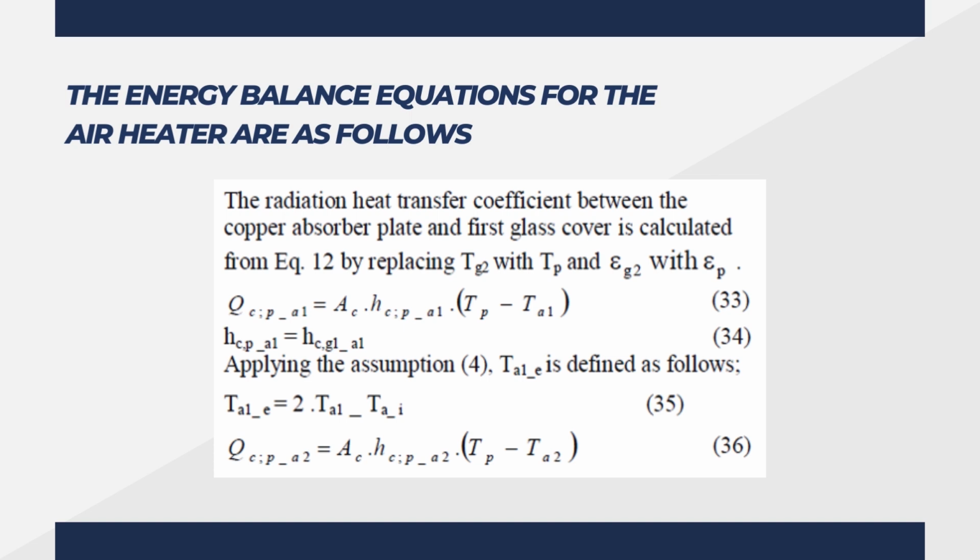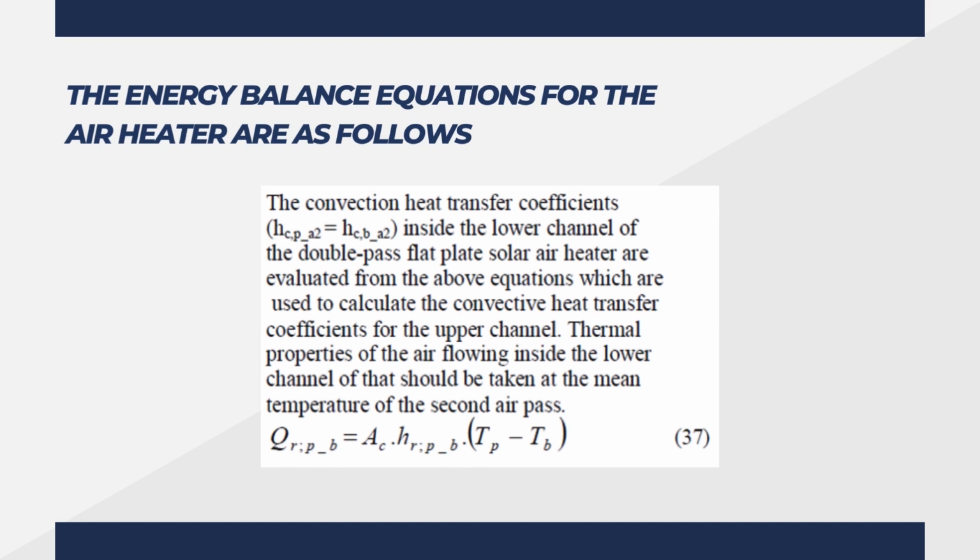The convection heat transfer coefficient hc from P to A can be found inside the lower channel of the double pass flat plate solar air heater, and is evaluated from the equations shown above, which are used to calculate the convective heat transfer coefficient for the upper channel. Thermal properties of the air flowing inside the lower channel of that should be taken at the mean temperature of the second air pass, and the heat transfer can be obtained by equation number 37.